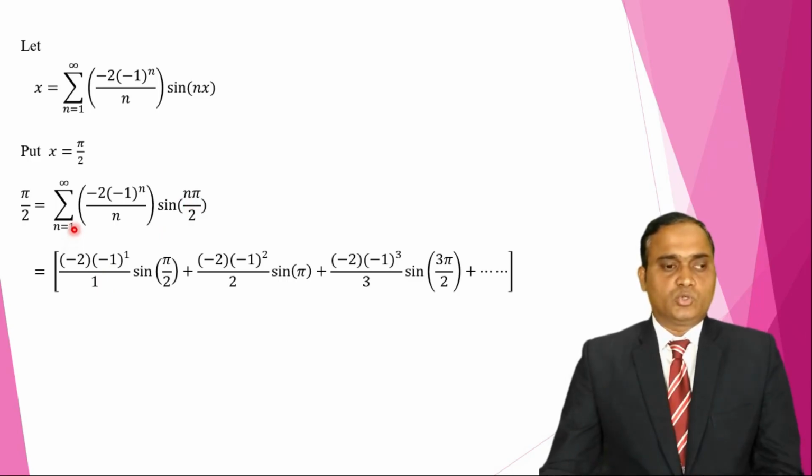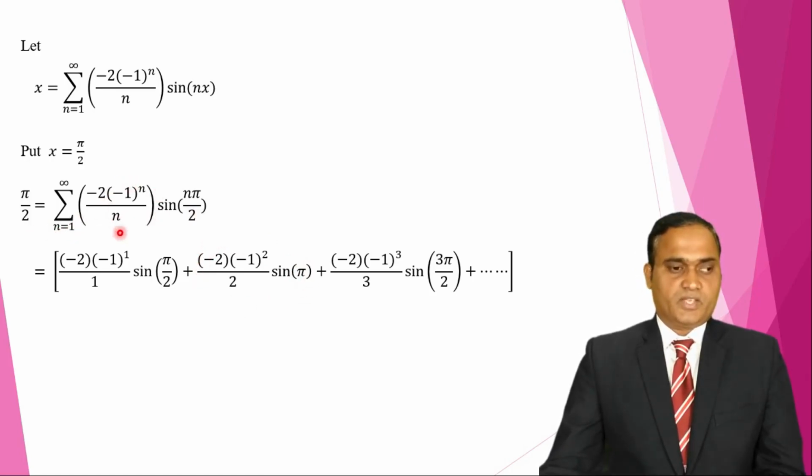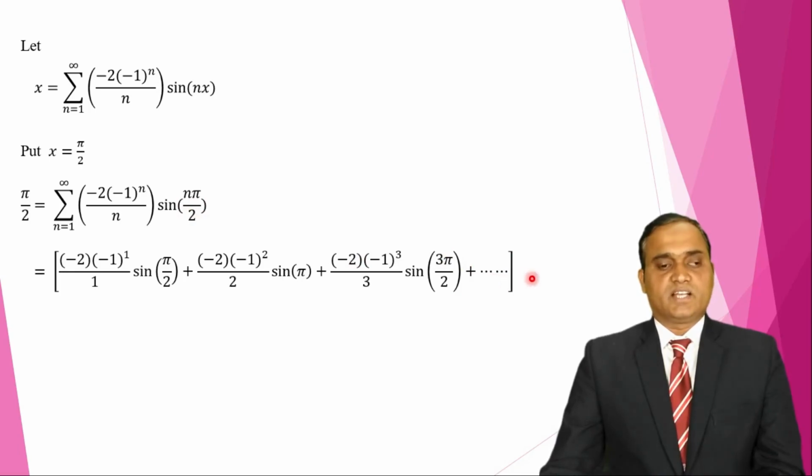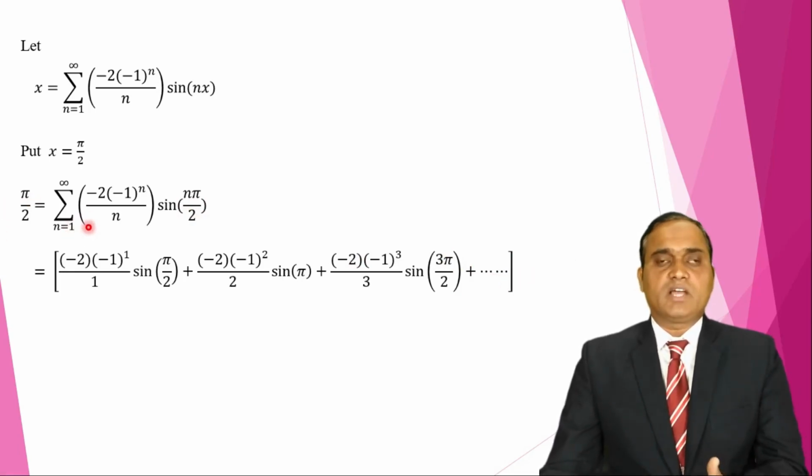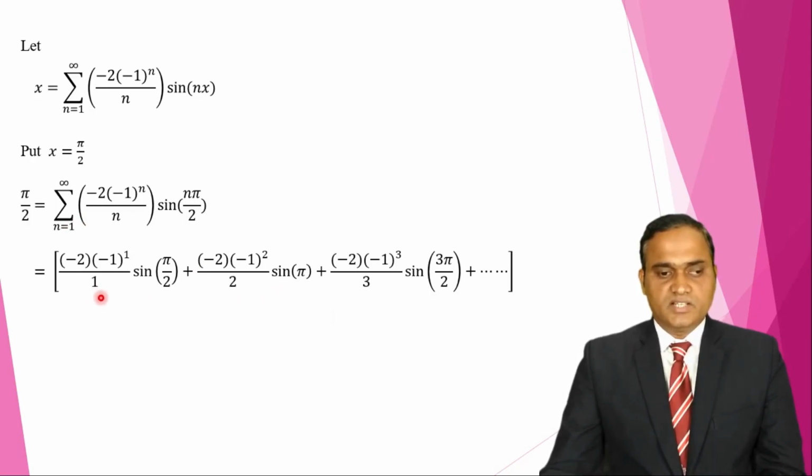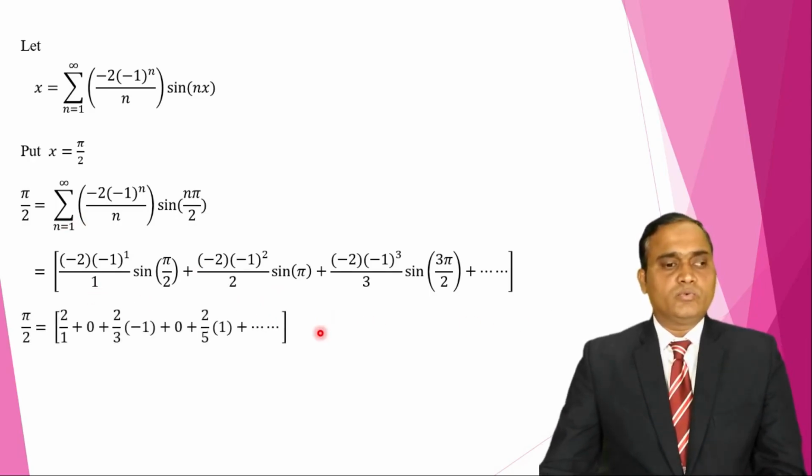Put n is equal to 2 here. Then we get minus 2 minus 1 squared upon 2, I just replace n by 2, sin 2 pi by 2, so it is sin pi. That means we get the second term. Now I put n is equal to 3. So minus 2 minus 1 raised to 3 upon 3 sin 3 pi by 2. We get this third term, plus and so on. In this way, we have to substitute n values up to infinity. This is the series.